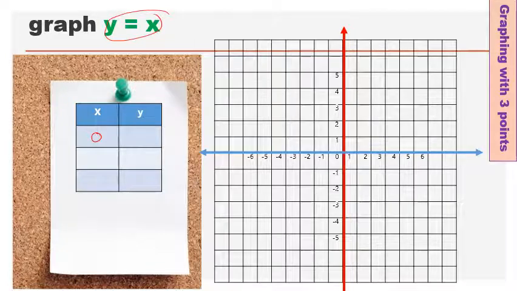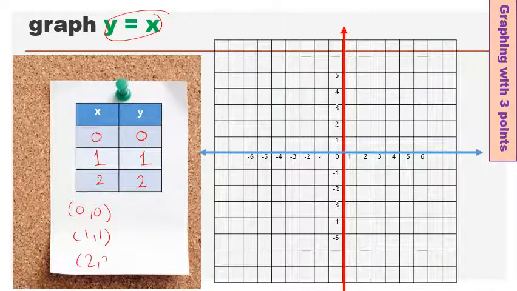It says that x is equal to y, so y will be the same as x, 0. If I assume 1 for x, then y will be the same. If I assume 2 for x, then y will be the same. And the points I'm going to plot on my plane are 0 and 0, 1 and 1, 2 and 2. Where is 0 and 0? It's the origin point. 1 and 1 is right here. And 2 and 2 is right here. And then I am going to join these points together and draw a line.